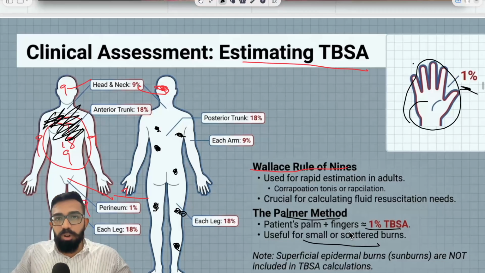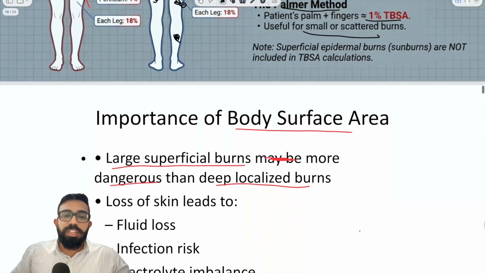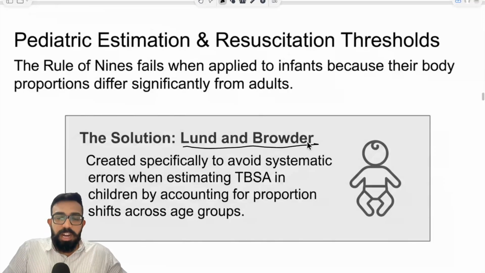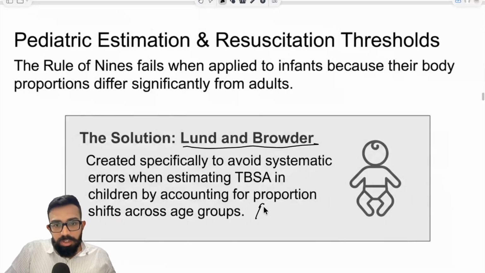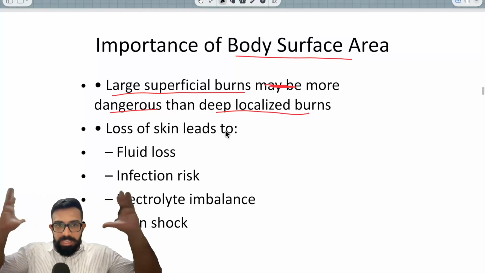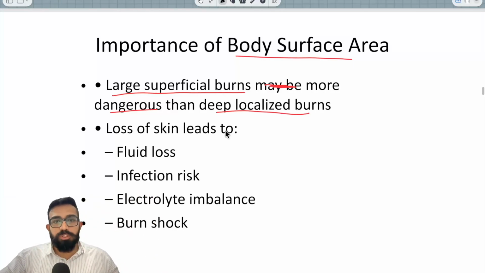Children have different body proportions. So for children, we use something called the Lund and Browder chart. It is a different chart and it is taught very well in your pediatrics. But always remember, for children, use this Lund and Browder chart. Why? Because children have a bigger head and different body proportions. The more body surface area is burned, the more is the fluid loss, the more is the risk of infection, the more is the electrolyte imbalance, and the more is the chance of shock.